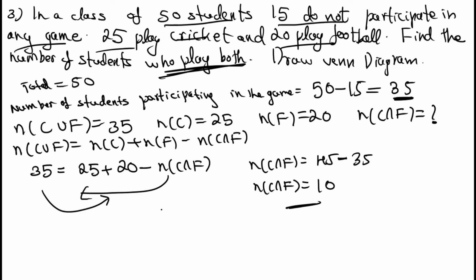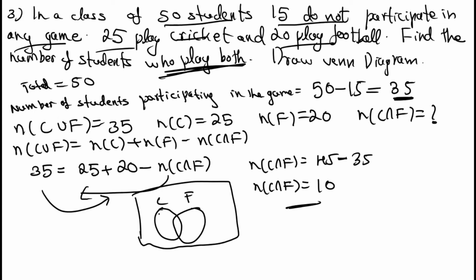Now draw the Venn diagram. Here C and F, then the universal set represented by a rectangle. First you need to put the intersection value here, 10, both. Now cricket is given as 25 but 10 is already taken, so here 15. Cricket only is 15.